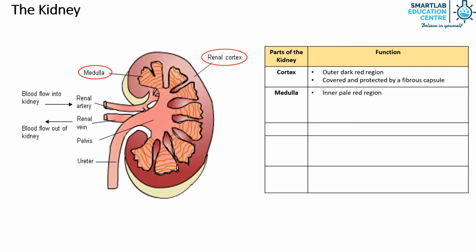It contains renal pyramids, which are conical structures. Within the renal pyramids are numerous nephrons. The nephrons are tiny kidney tubules in which urine is formed.